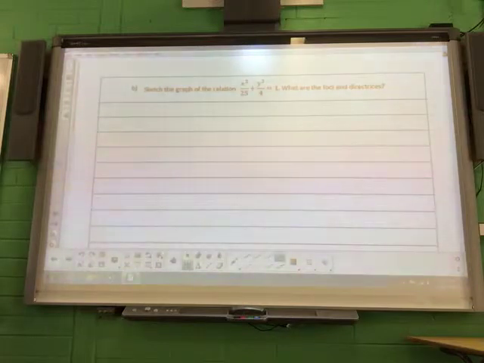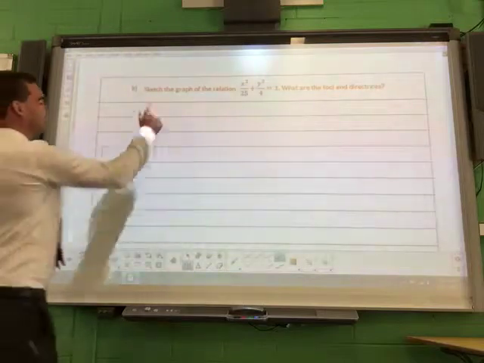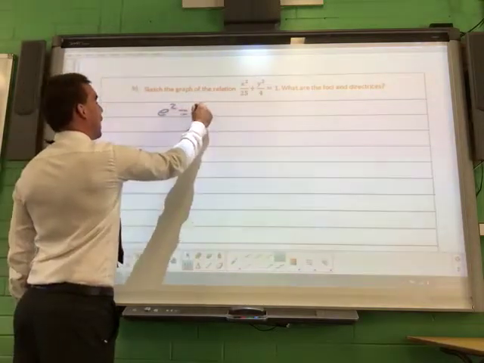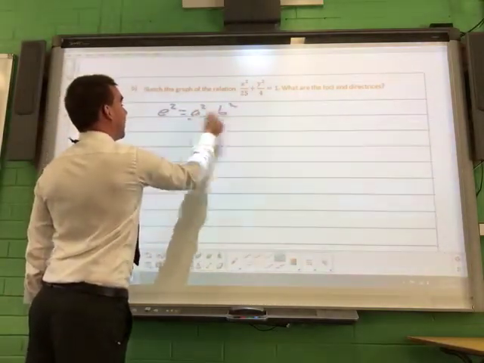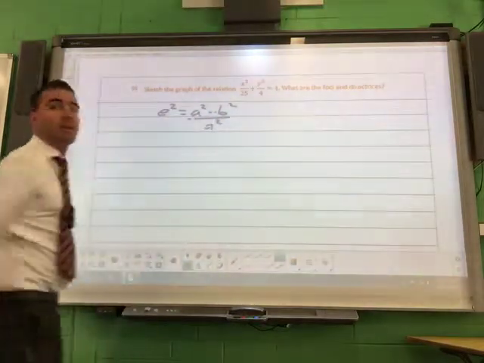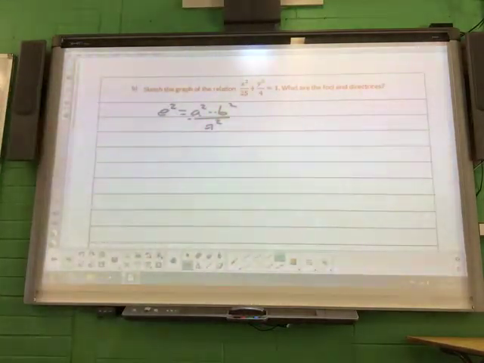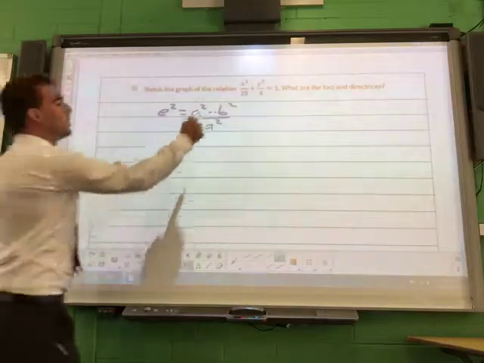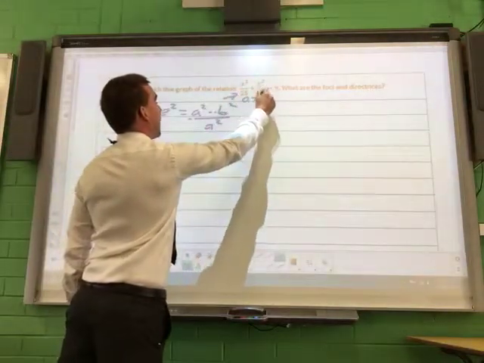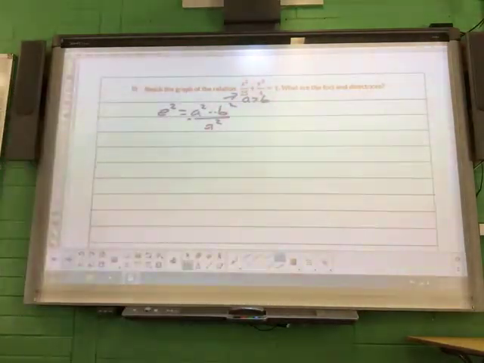Foci and directrices. Right, so do you remember the relation with the E's and A's and B's? E squared equals A squared take away B squared over A squared? Very good. Right, E squared, A squared take away B squared. Now there is a formula B squared take away A squared on B squared. So you've got to be careful which one you use. And here, because A is greater than B, that's why I'm using this formula. If B was greater than A, it would be E squared equals B squared take away A squared over B squared.